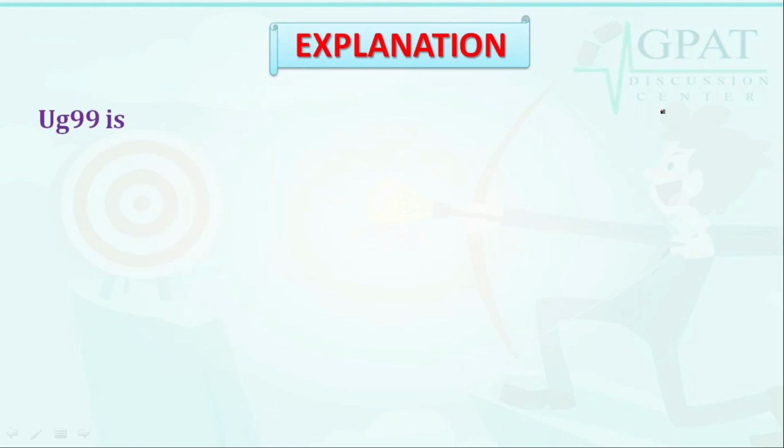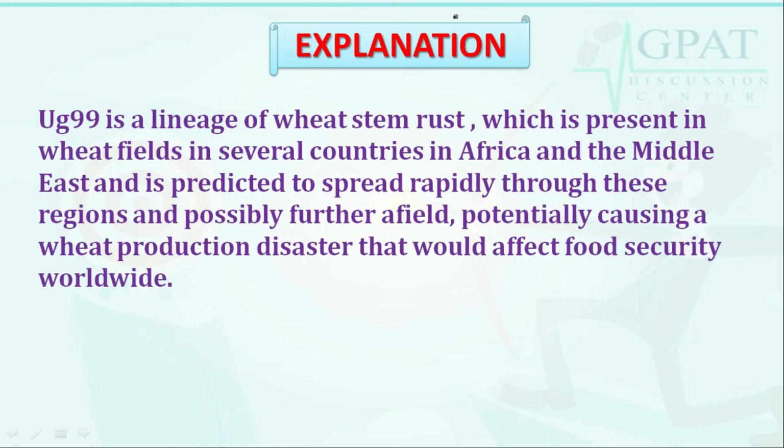Here we have an explanation, students, that UG99 is a lineage of wheat stem rust which is present in wheat fields in several countries in Africa and the Middle East, and is predicted to spread rapidly through these regions and possibly further afield, potentially causing a wheat production disaster that would affect food security worldwide.